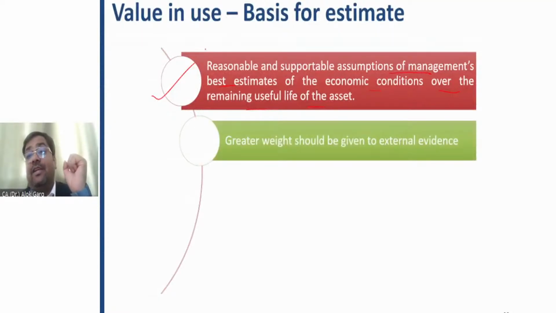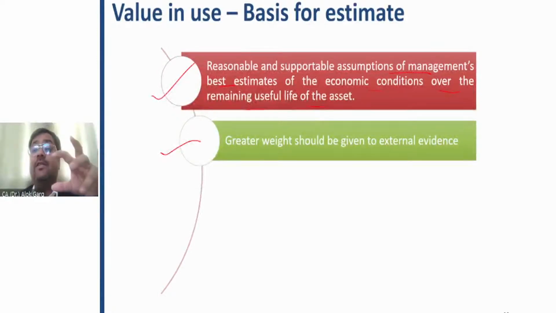Greater weight should be given to the external evidence. So friends, the standard says that, and it is not only about the accounting standard, even the auditing standard says that for doing any estimation, you have to rely more on the external evidence, not on the internal evidence. For example, management is saying that I have to recover 5 lakh rupees from my debtor. The auditor will ask, okay, you are saying that you have to recover 5 lakh rupees, but is your customer also confirming that he has to pay you 5 lakh rupees?